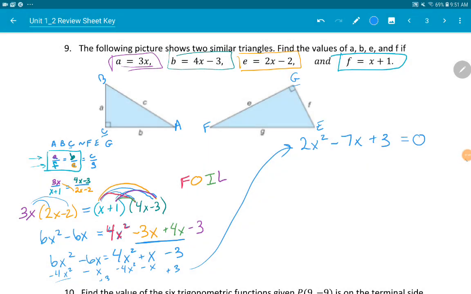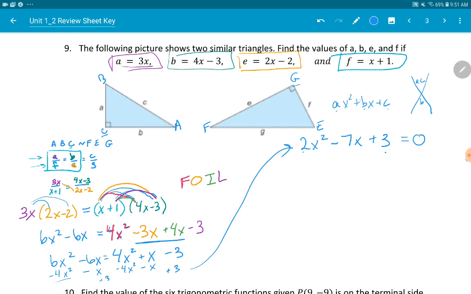So to factor a quadratic, I like to use the x method, which is a times c in the top and b in the bottom of this little x. And the a times c, that's 2 times 3. So remember, a quadratic is ax squared plus bx plus c. That gives me the form of a, b, and c. So that's 2.